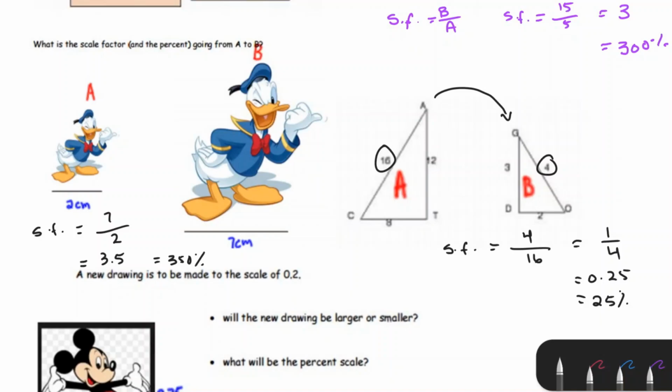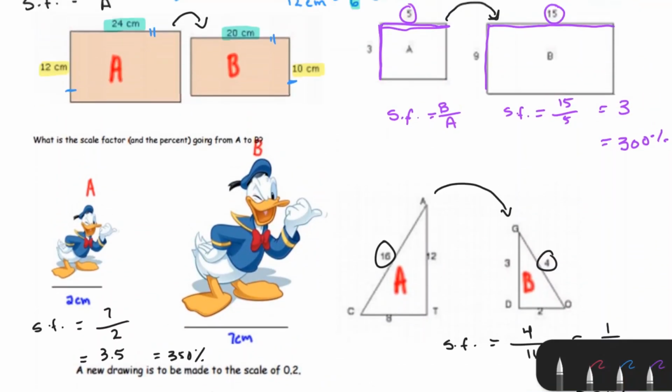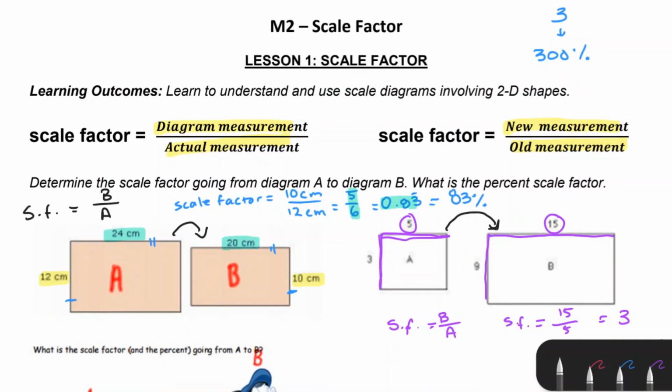I can also give you the scale factor and ask for something else. In these formulas, we have room for 3 things. We have room for a scale factor and we have room for 2 measurements, my actual and my diagram, or my new and my old. As long as I can fill in 2 of these 3 things, I can solve for the third.